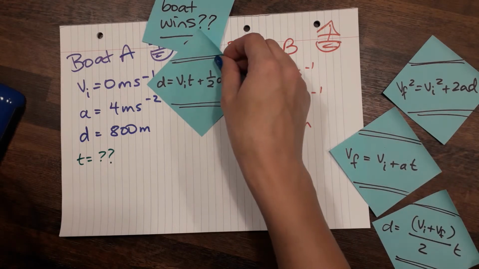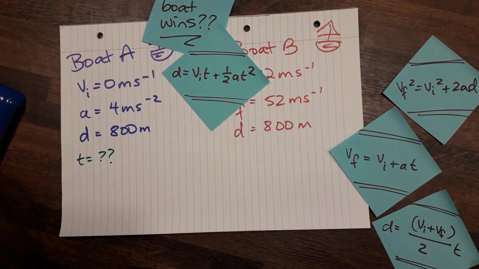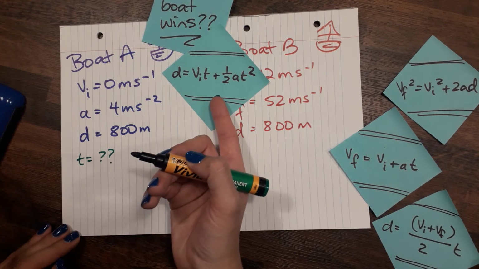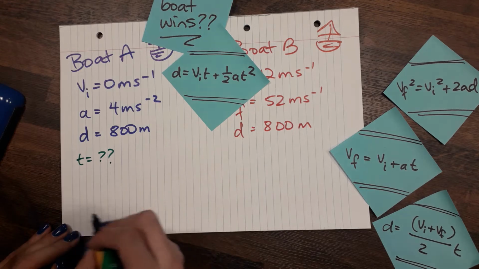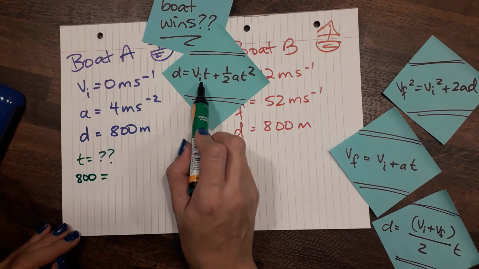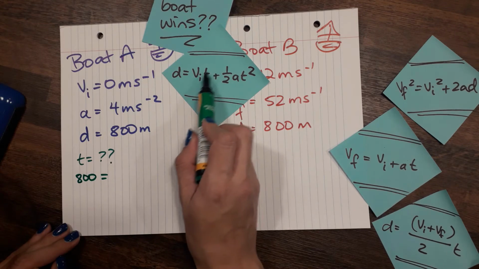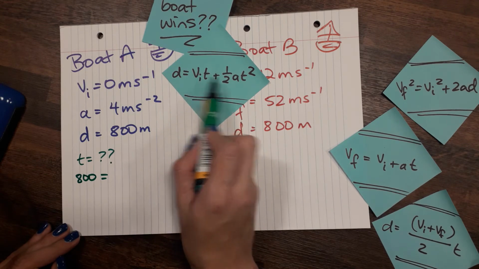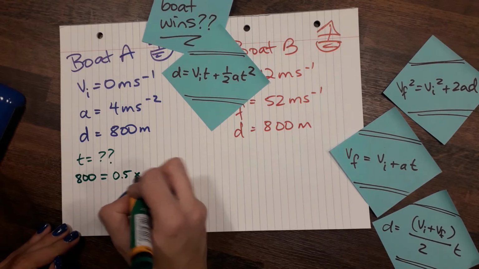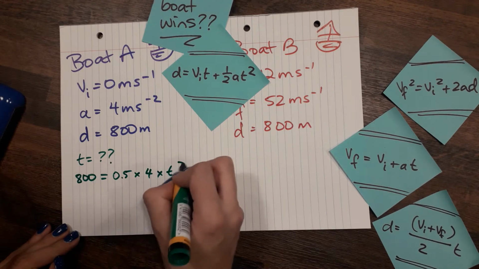So it'll be this one. All I can do is substitute in my values that I know and solve it for T, and it should spit out a number for me. You can choose to rearrange the equation first if you want to, that's fine. But I like to put numbers in first, so 800. Vi is 0, so 0 times time would just cancel that whole part out, and that's quite convenient for us, because then it just leaves us with half A T squared. So half, times A, times T squared.